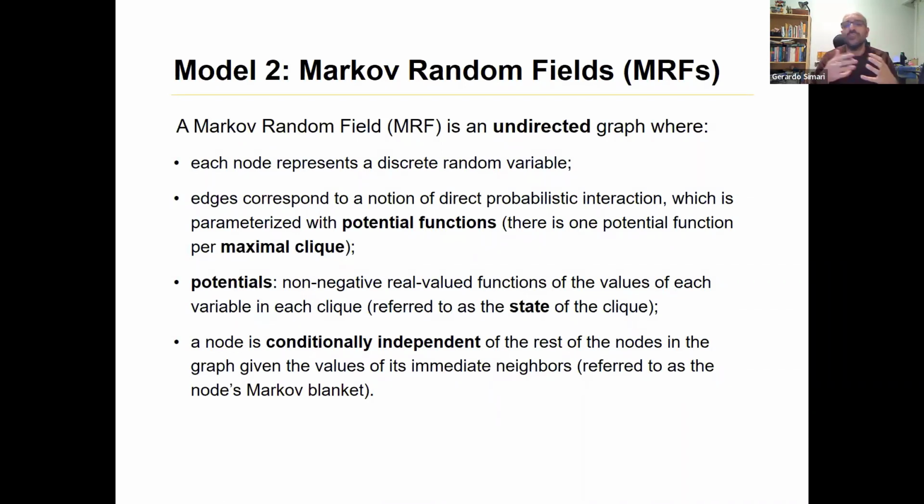So these models, if you look at the history of where they came from, they were born out of research in physics. I think it was ferromagnetism, that they were studying the interaction between particles of a certain kind, and they wanted to model how these things worked. So that's why they are undirected. So both particles influence each other. And this interaction is parameterized with potential functions, and there will be one potential function per maximal clique.